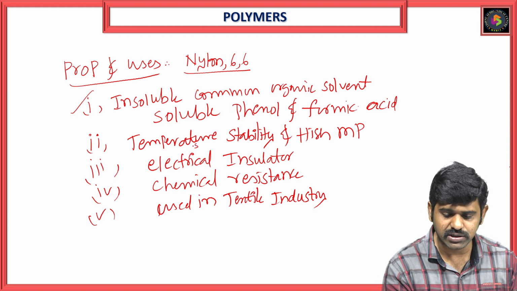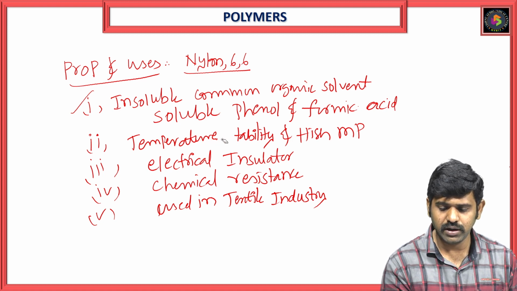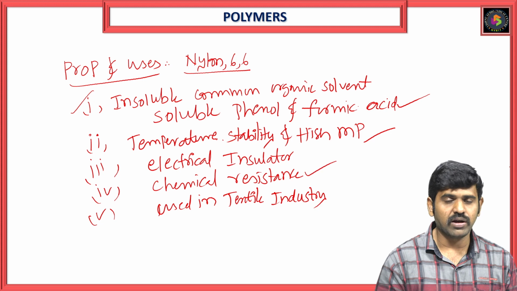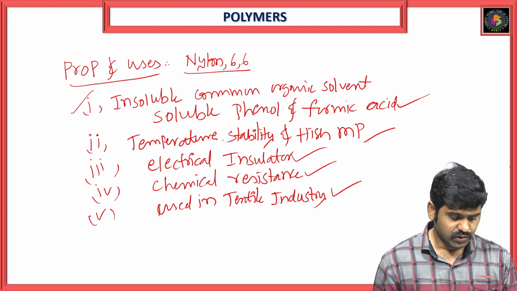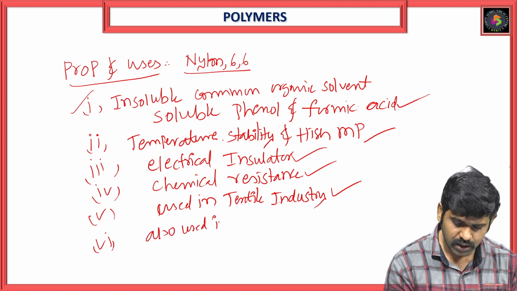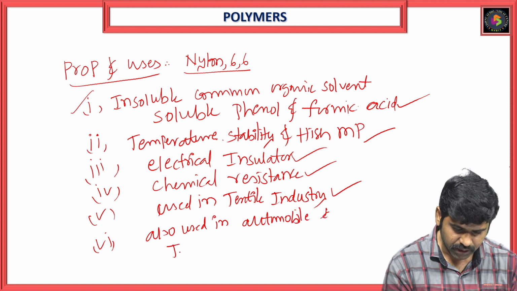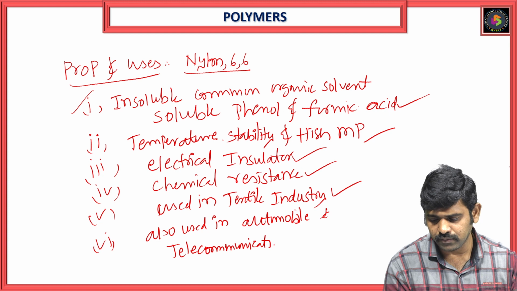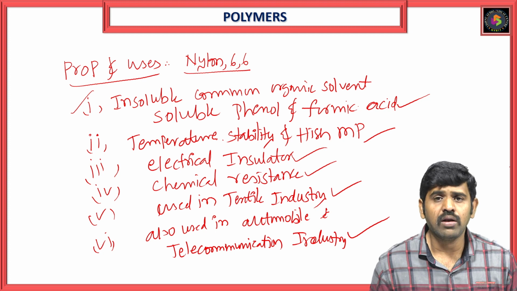So it is insoluble in common organic solvents, but highly soluble in phenol and formic acid. It possesses high temperature stability and high melting point, and high chemical resistance. It is used as an electrical insulator, used in the textile industry, and also used in the automobile and telecommunication industry, right? So this is about nylon 6,6.